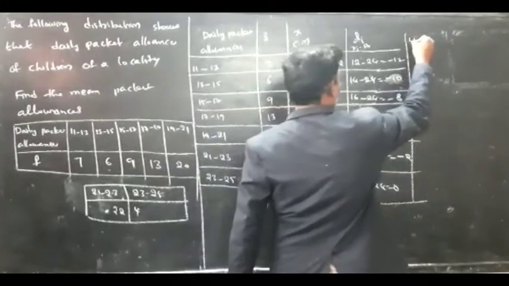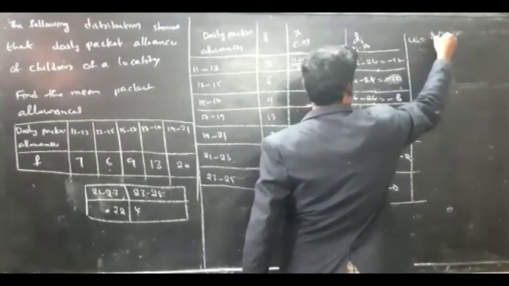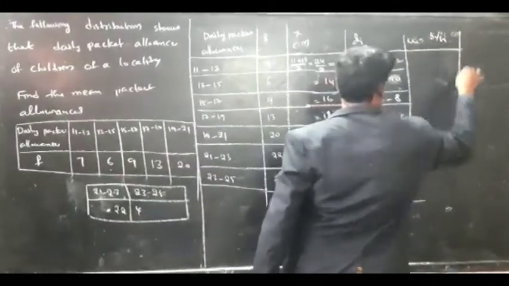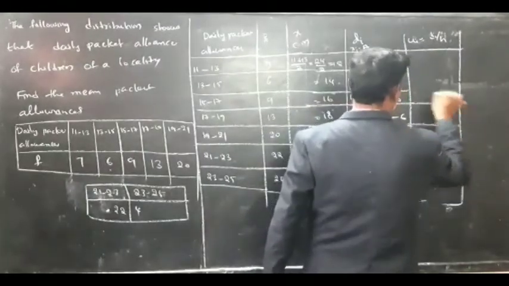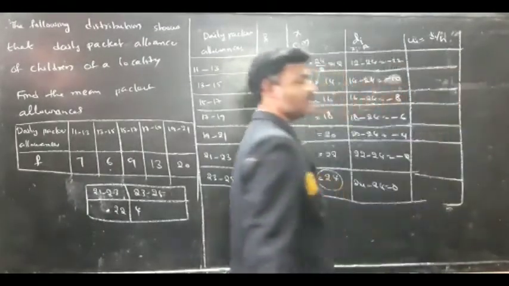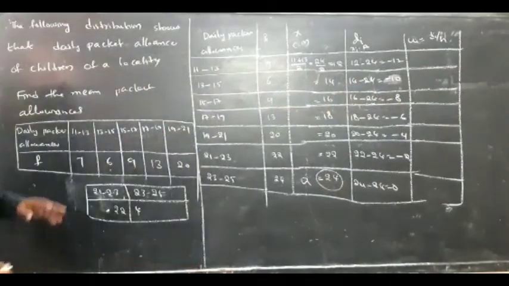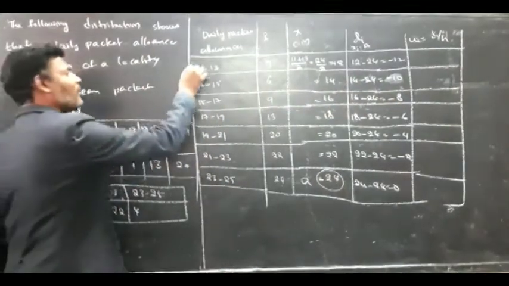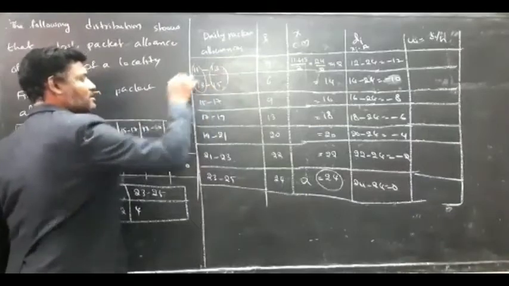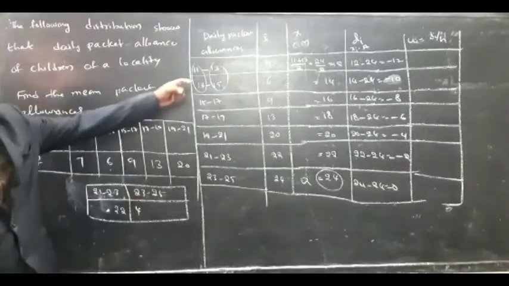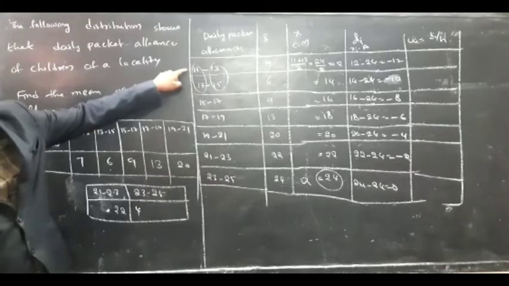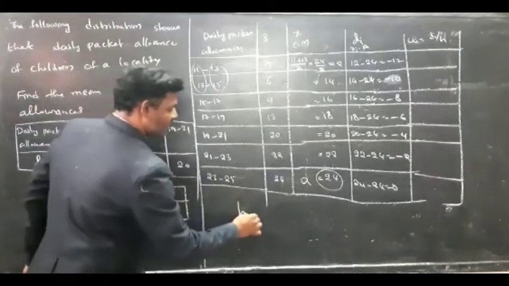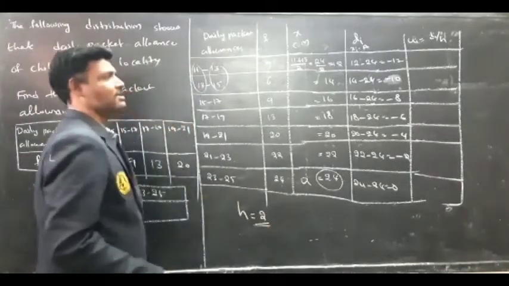Then I need Ui. What is Ui here? Di by H. To find Ui, Di by H. What is the meaning of H? Class size. So see here, take the lower boundaries or upper boundaries, 11 to 13, 13 to 15. What is the difference here? 2. So this is called the class size. Here, what is the class size? 2 is the class size.